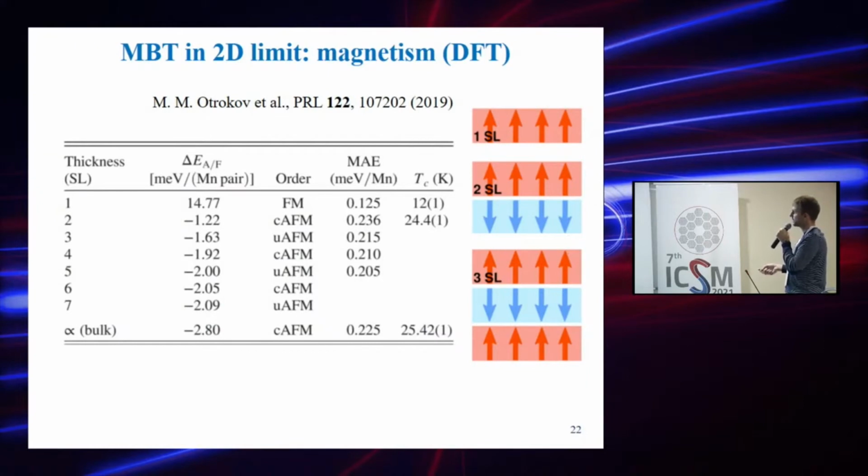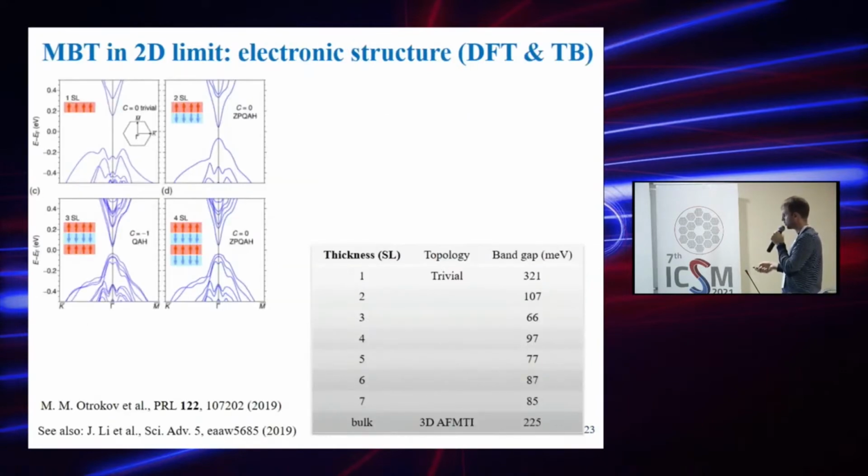In case of the magnetism, basically nothing unexpected happens, because a single septuple layer block preserves its ferromagnetic nature. Once we have more than one, we have antiferromagnetic interlayer coupling. I would like to just emphasize that for the even number of blocks, I will call this structure the compensated antiferromagnetic one, and for the odd number of blocks, I will call it the uncompensated one. This will make a huge difference for the topology, as you will see just in a moment.